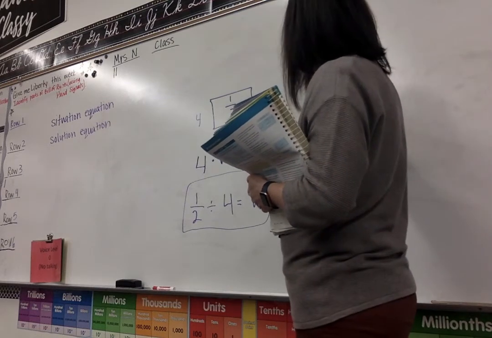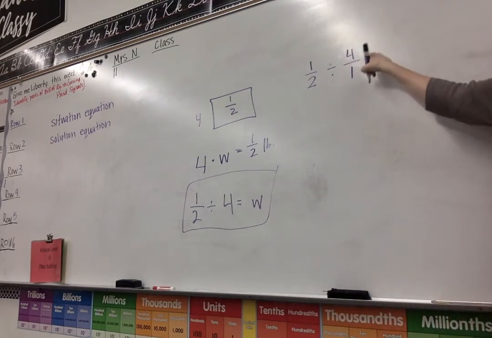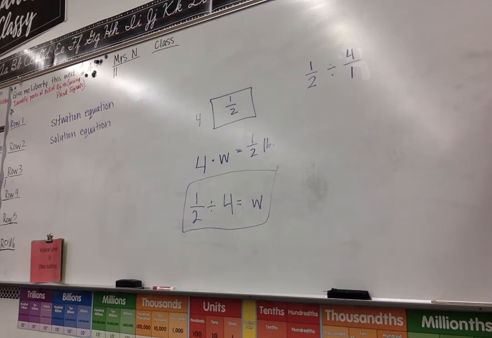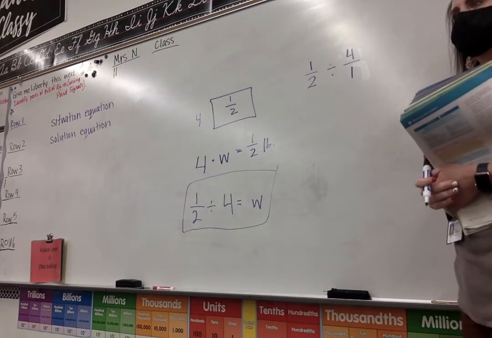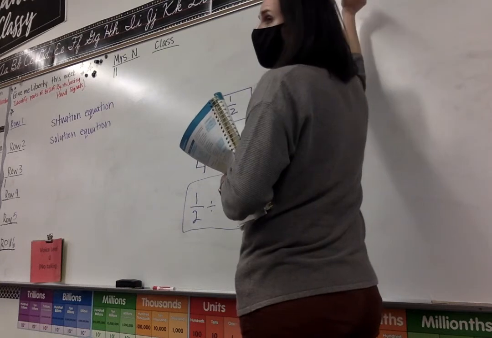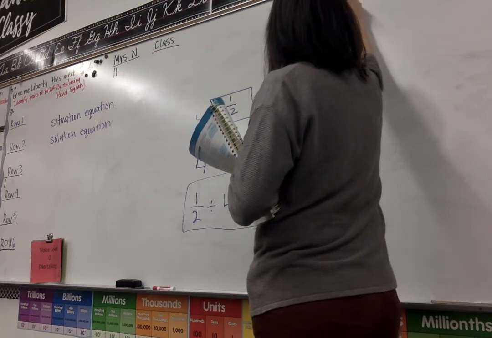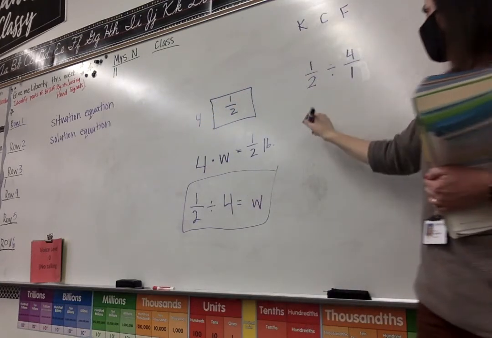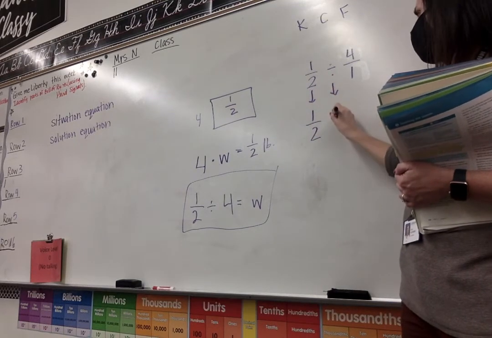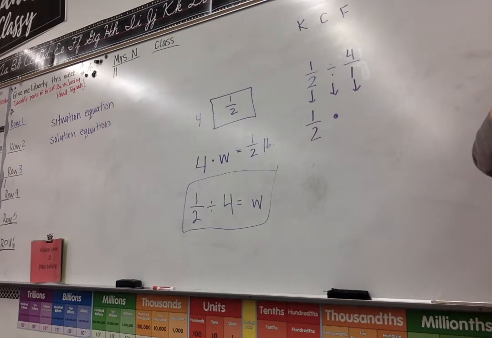So if I do a half divided by 4, remember we're working with fractions, so 4 wholes looks like 4/1. We've got to remember our rules about dividing fractions. Keep, change, flip. Keep the first fraction, right? We're keeping it. I'm going to change the sign, and then I'm going to flip the second fraction. What should the second fraction look like, Brinley?